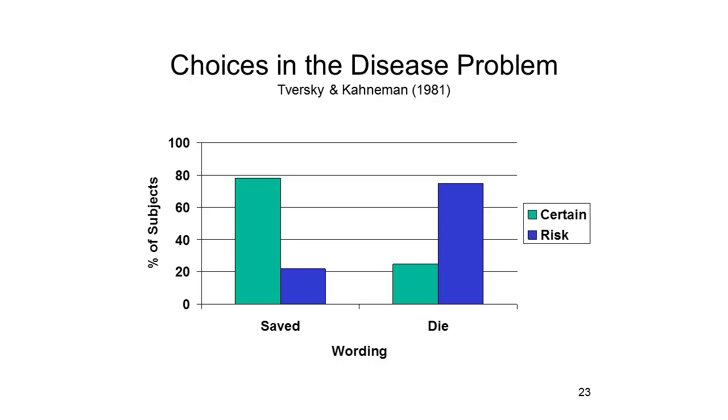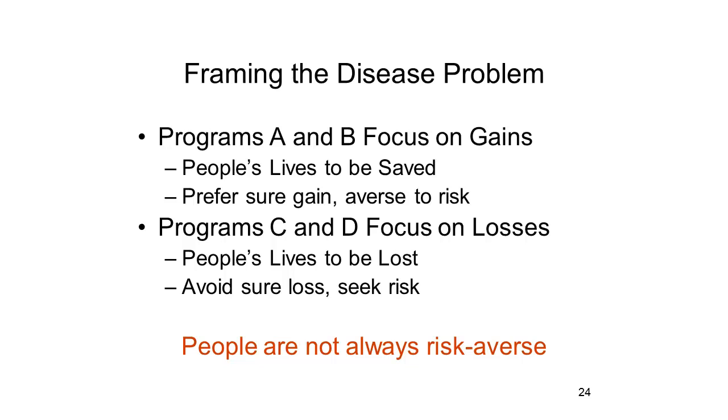When the choice is stated in terms of lives to be saved, people prefer certainty over risk. But when the choice is stated in terms of lives to be lost, people prefer risk over certainty. According to Tversky and Kahneman, programs A and B focus on gains, people's lives to be saved. Under such circumstances, people prefer a sure gain and are averse to risk. But programs C and D focus on losses, people who will die. Under these circumstances, people prefer to avoid a sure loss and are willing to accept some element of risk.